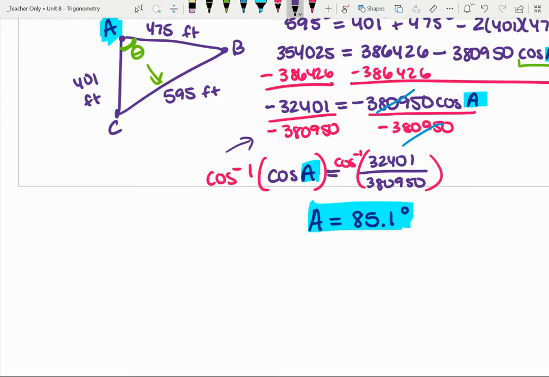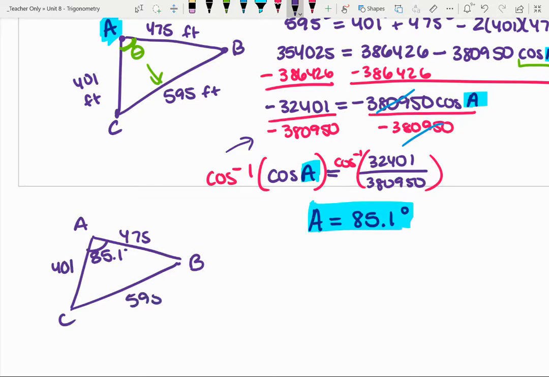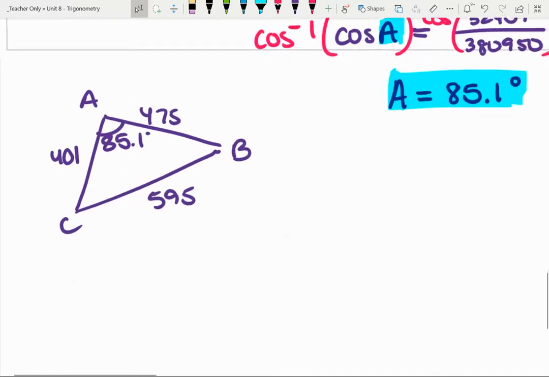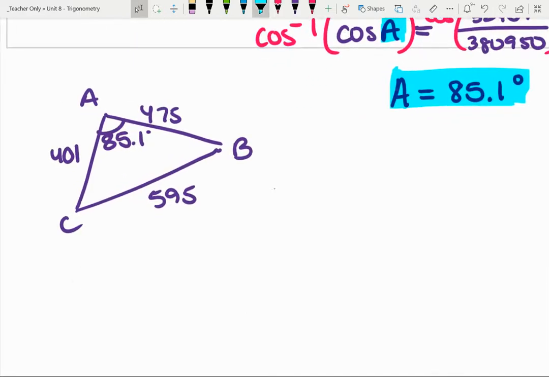So I'm going to redraw my picture here just so I can scroll down and not have to go back and forth. But I'm going to add my new angle measure, 85.1 degrees. So the question was, what are the angle measures of all three angles? Well, I've got one angle right now. I need two more.